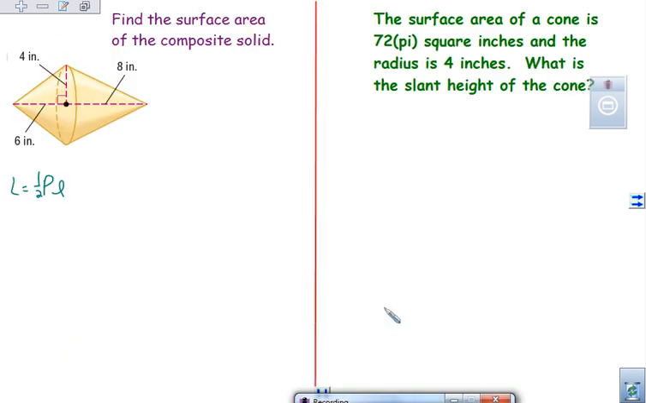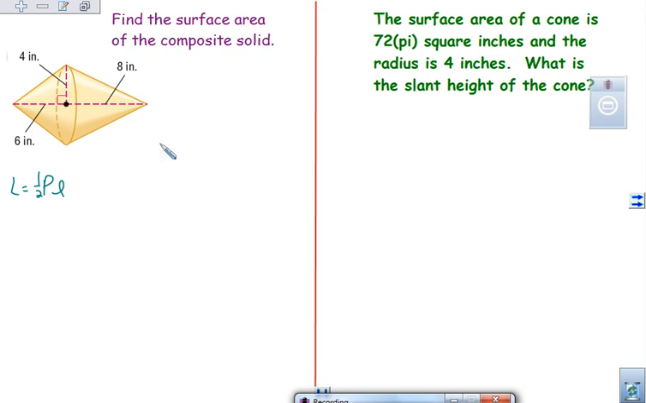In this next example, it says find the area of the composite solid. That just means we're combining two cones together. So we won't actually even need the area of the base. So we're going to have the lateral area of cone 1 and the lateral area of cone 2. So we're going to utilize 1/2 perimeter times slant height. So we will need to have the slant height. So we're going to use Pythagorean theorem.